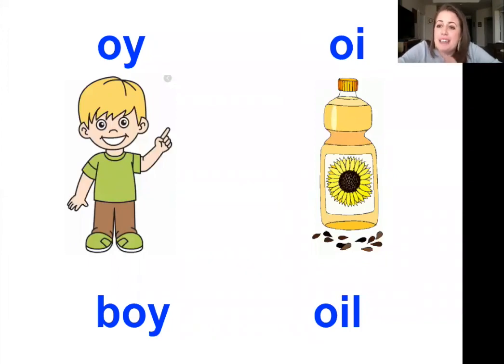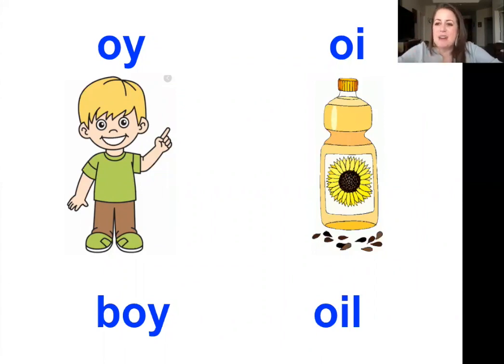Today we're going to begin by reviewing two vowel patterns that we have already learned in second grade. The first one is the OY pattern, like in the word boy. So it's going to make the OI sound. Let's practice. Here we go. OY, boy, oi. Say it again with me. Ready? OY, boy, oi. Excellent.